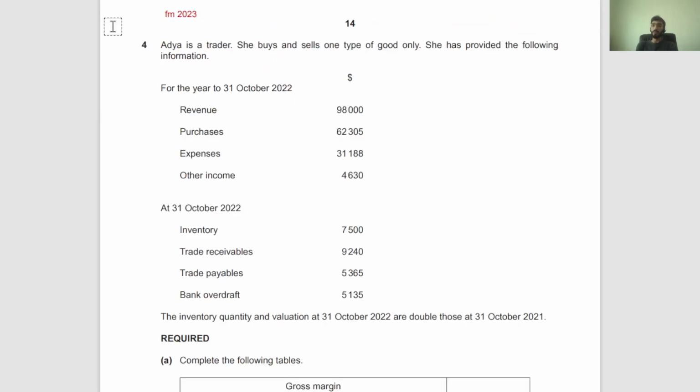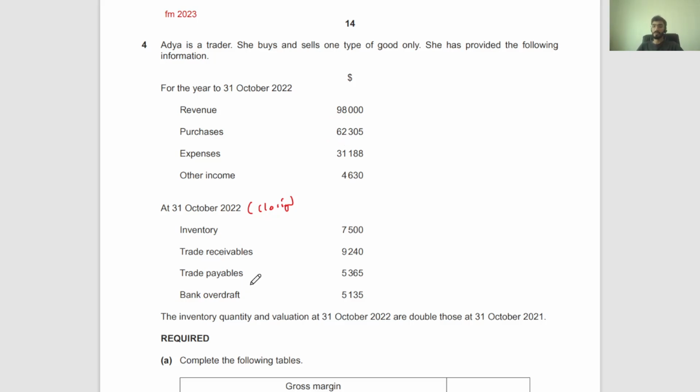She buys and sells one type of good only. She has provided the following information. We have revenue, purchases, expenses, and other income. We have some information about inventory as well, and it seems like that's closing. Everything here is closing. So the inventory must be closing, trade receivables, payables at the end of the year.